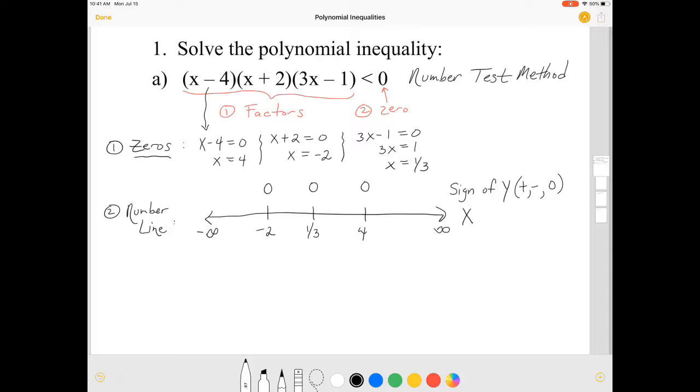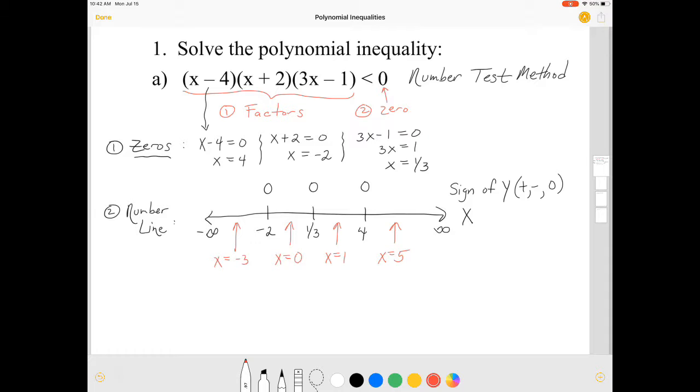Now, those numbers just broke the number line into 4 segments. So we have this segment here between negative infinity and negative 2, this segment, this segment, this segment. Now what you're going to do is pick a number in each segment, and that will be an x value. So pick an x value like negative 3. A nice x value here would be 0. x equals 1 would fit in there, and x equals 5 would fit in there. Don't reuse the values that you already have on the number line, because we know what they are.